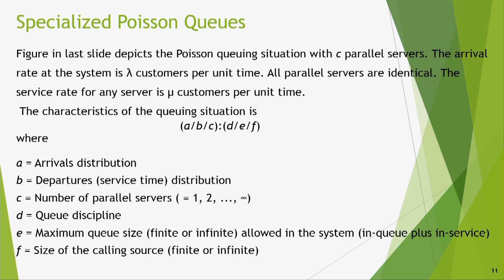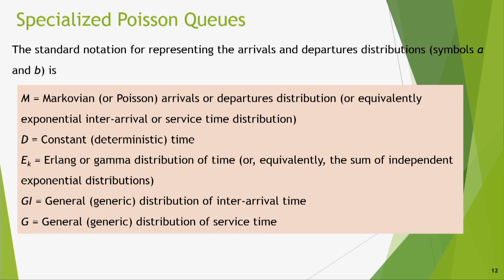Now the characteristic of the queuing situation is written as A/B/C/D/E/F. A is the arrivals distribution, B is the departure or service distribution, C is the number of parallel servers: 1, 2 and infinity. D is the queue discipline, and E is the maximum queue size, finite or infinite, allowed in the system, that means in queue plus in service. If it is infinite, then instead of E we put infinity. F is the size of the calling source, from where they come, finite or infinite.